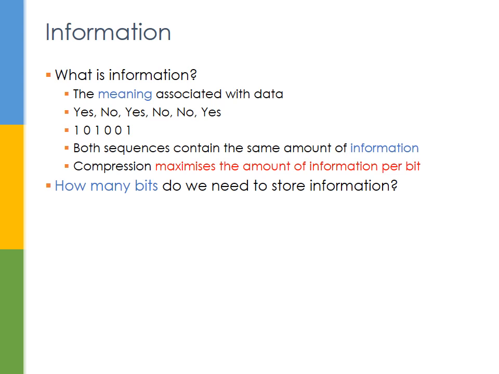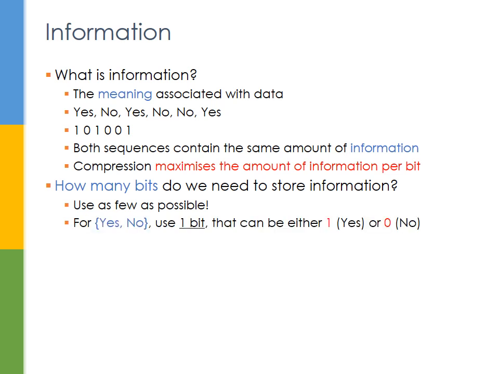Now, how many bits then do we need to store information? Well, we obviously want to use as few bits as we possibly can. So let's look at our previous example with our yes-no responses. And we can see then that we have a set of symbols that we want to represent where the symbols are either yes or no. So we can, of course, then use one single bit to represent these values, where this bit can take on a value of 1 or 0. And the encoding then that we use is that 1 represents a yes response and 0 represents a no response.